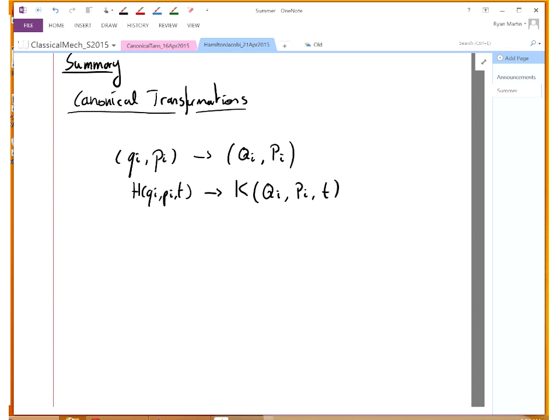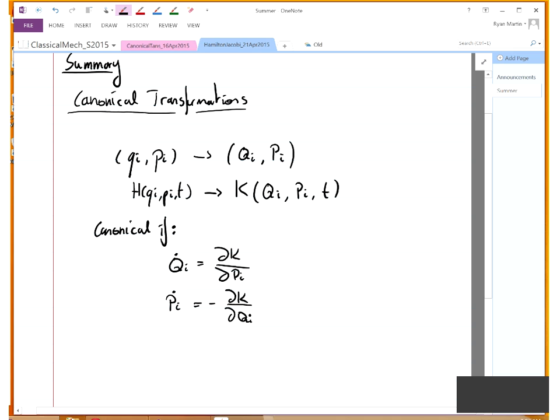The transformation is canonical if in the transformed coordinates Hamilton's canonical equations are still satisfied. So that means that Q_i dot is given by ∂K/∂P_i, and P_i dot is given by minus ∂K/∂Q_i.